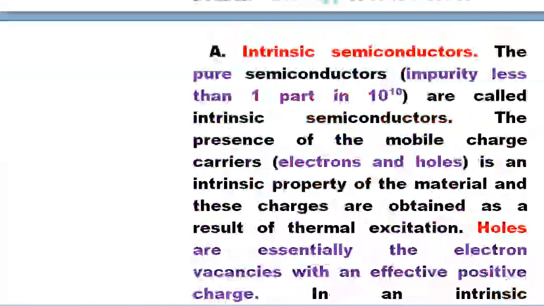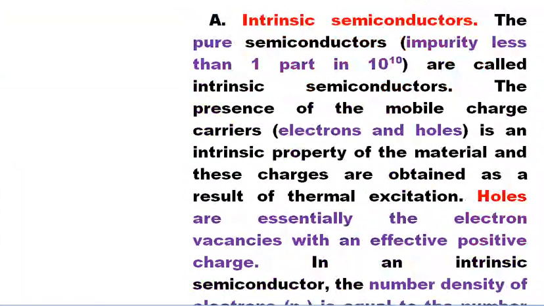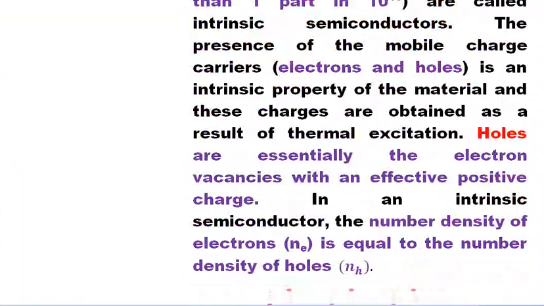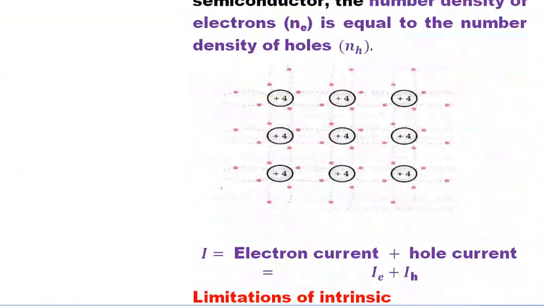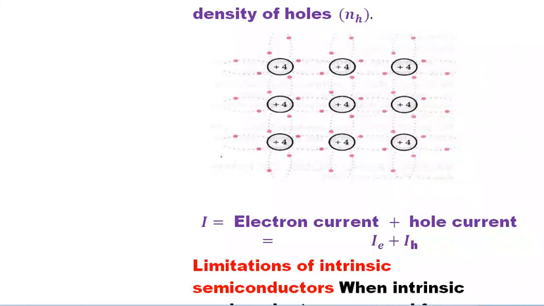At room temperature, intrinsic semiconductors have very little conductivity, hence they are not used in general at room temperature. Dear students, then we want to state or explain the structure of an intrinsic semiconductor. It may be germanium or it may be silicon.